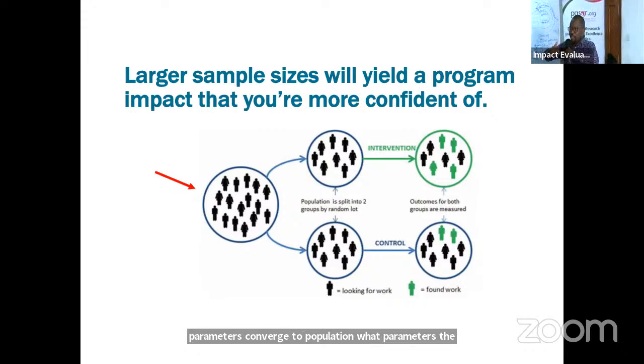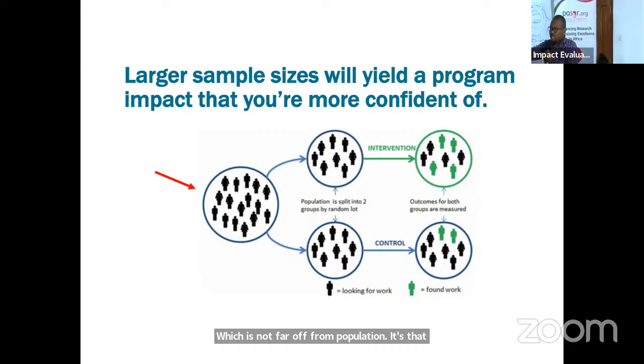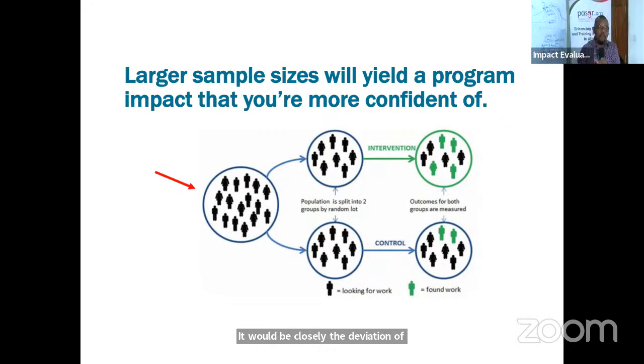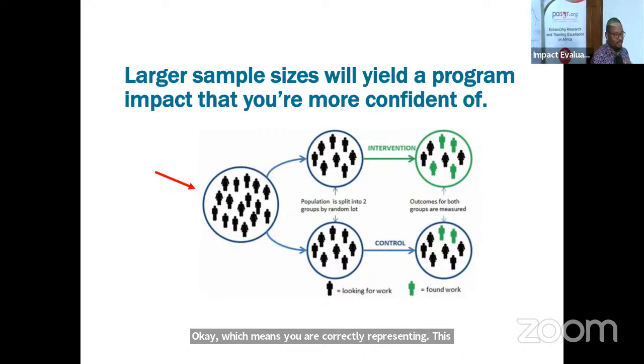Because you have a bigger sample, that means if you estimate the sample mean for that bigger sample, which is not far off from the population, the deviation of the sample mean from the population mean will be very small, okay? Which means you are correctly representing the population with the sample. Are we together?